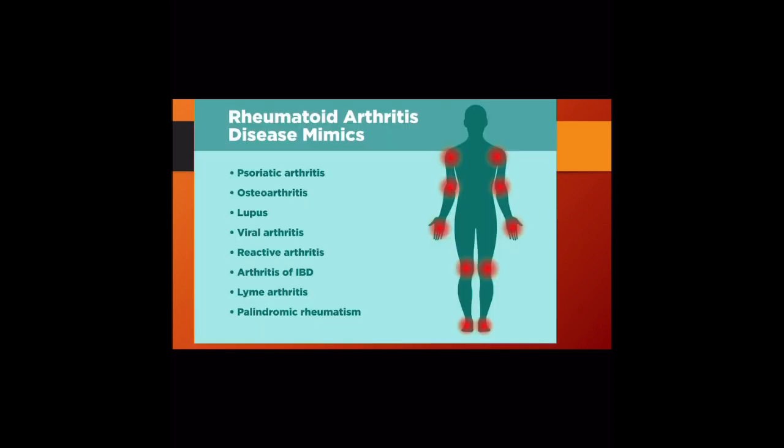Okay, these are the differential diagnoses for rheumatoid arthritis. It can mimic psoriatic arthritis, osteoarthritis, lupus, viral arthritis, reactive arthritis, inflammatory bowel disease, Lyme arthritis, and palindromic rheumatism.